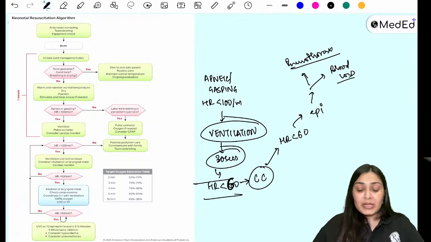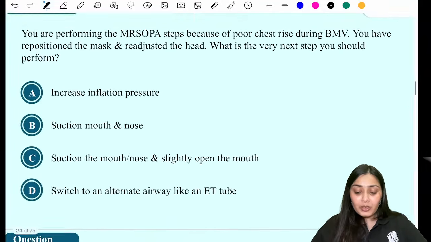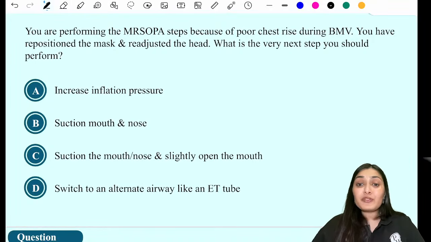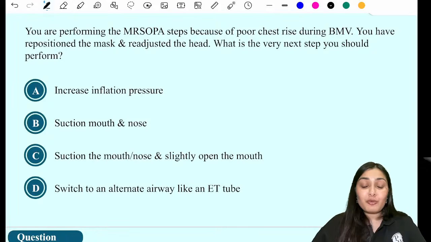Right? So this is the basic of NRP. Now let's move to the next question. You're performing the MR SOPA steps because of the poor chest rise during bag and mask ventilation. You have repositioned the mask, readjusted the head. What is the very next step that you should perform?